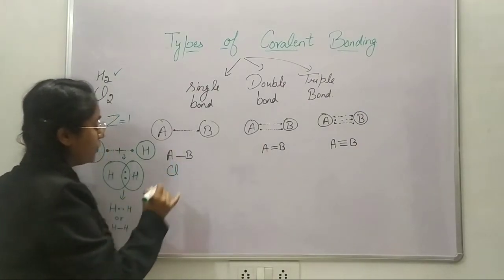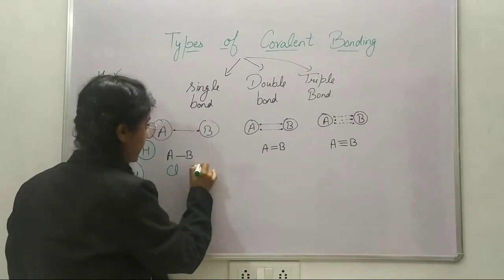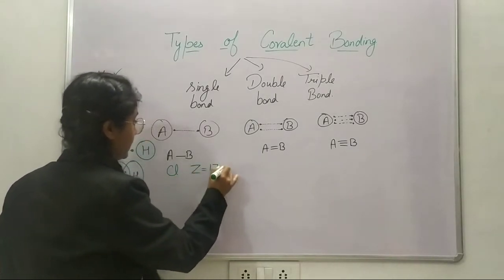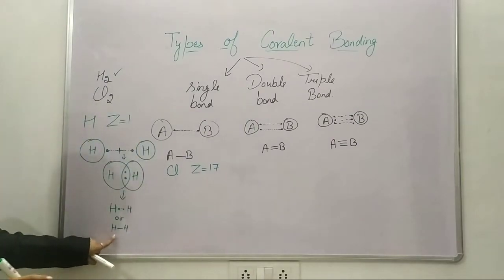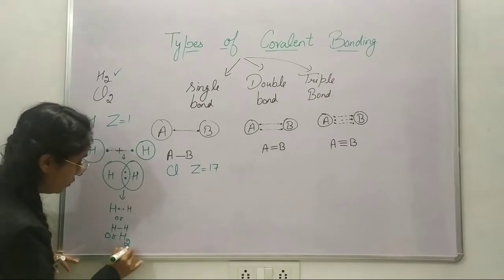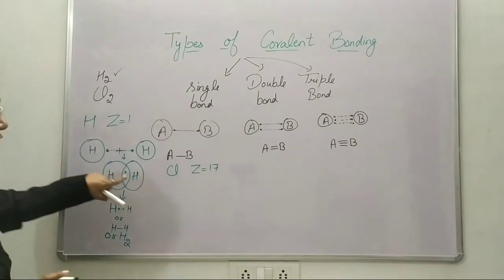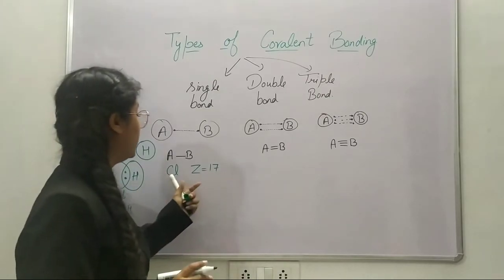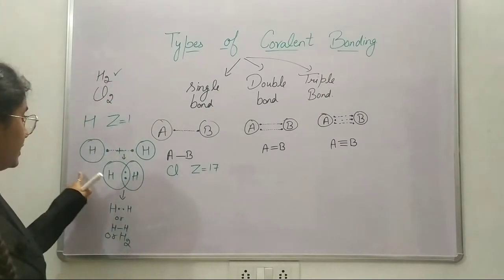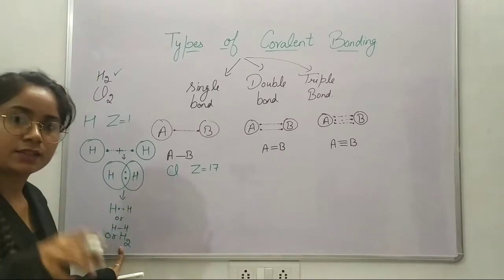Now in case of chlorine, what is the atomic number of chlorine? It is 17. Also, now this is H bond H. You can also write it as H2 molecule. That's why I wrote H2 here and single H here. Now these two hydrogen have formed a bond and made H2, and the bond is a covalent bond.